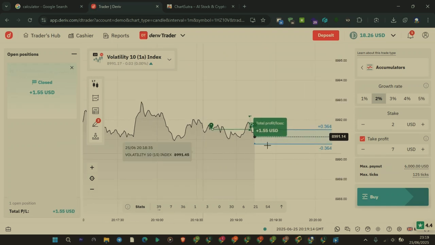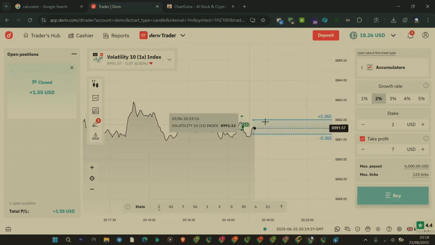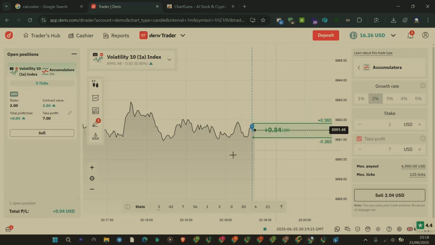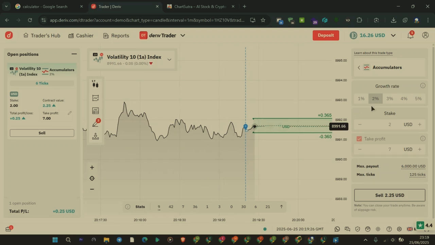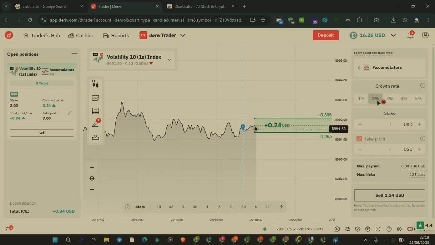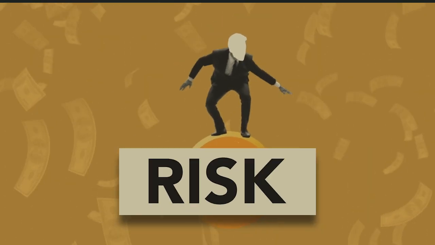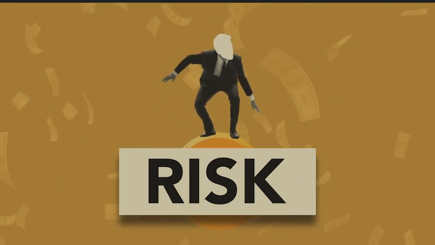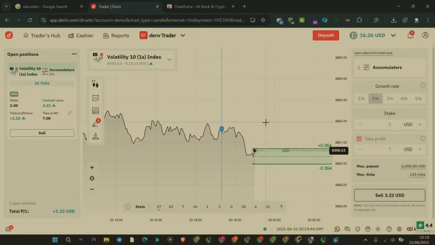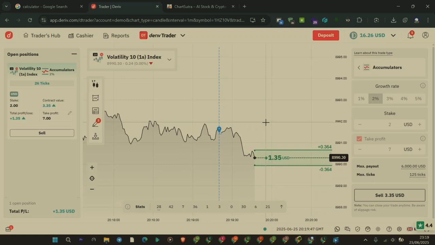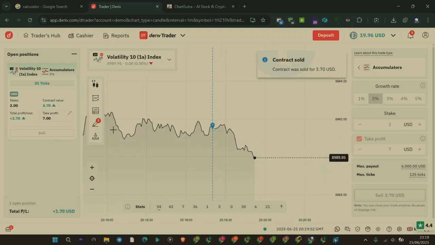Now I see it is continuing. Okay, it has crossed. As you have seen the red lines. We wait and see. So what you will notice is that I have chosen 2%, a growth rate of 2%. That takes the risks out of the table, and that is what we need to do to avoid losing. So here we come, here we go, and then we get out of it.